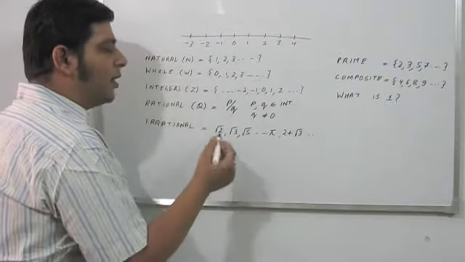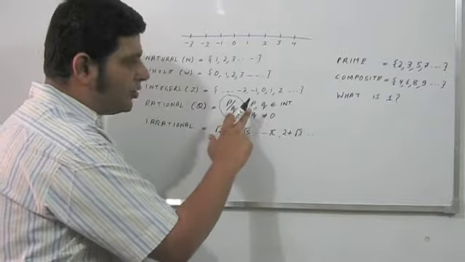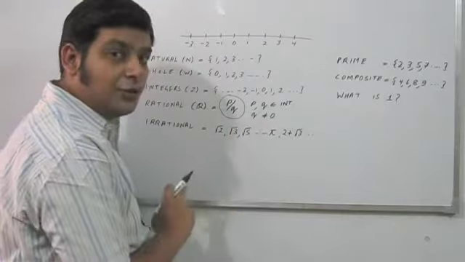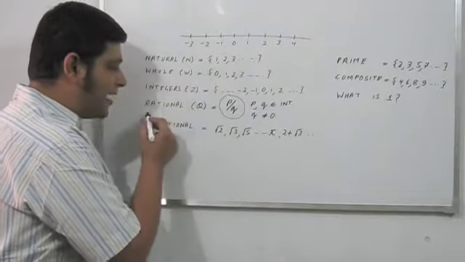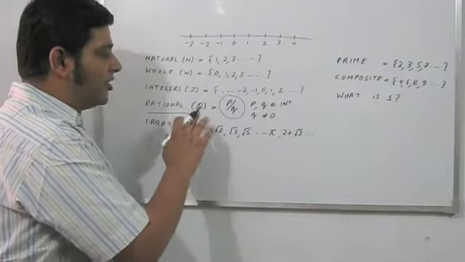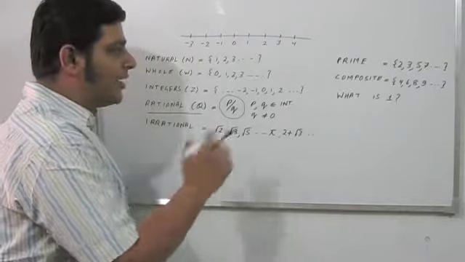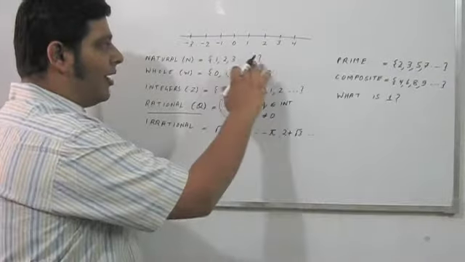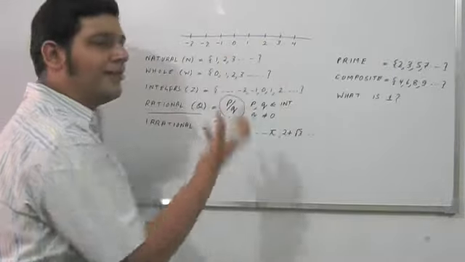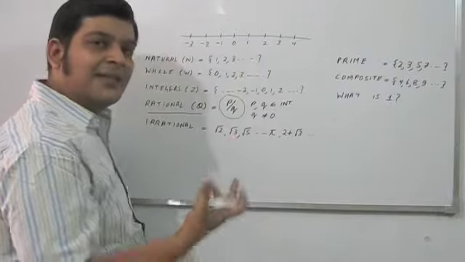However, if a number can be expressed in the p by q format, where both p and q are integers, also q is non-zero, then they are known as rational numbers. Any number which is not a rational number is an irrational number. Let's look at a few examples. Are all natural numbers rational? Yes, they are, because any natural number that you consider can be written as that number divided by 1.